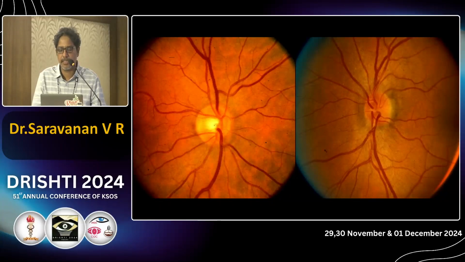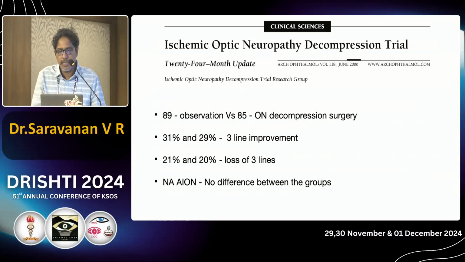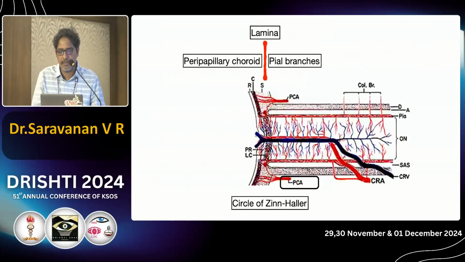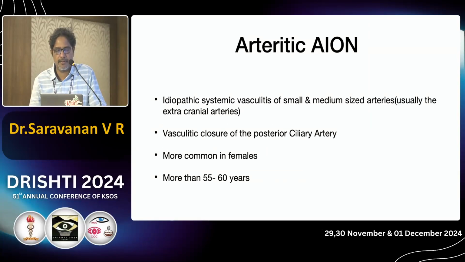So the disc at risk means that the other eye is also at a higher risk of developing NAION. The treatment as far as NAION is concerned is not very great, as till now we don't have a very proper treatment for this. And the decompression trial showed that it was not very helpful. Initially, during my PG days, there was a lot of interest in decompression for NAION, but again it turned out to be not a very definitive treatment. Right now we don't have any treatment, but addressing the systemic risk factors and probably taking aspirin also can help prevent the other eye from getting affected.